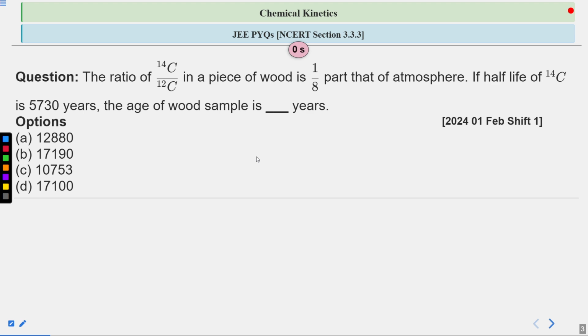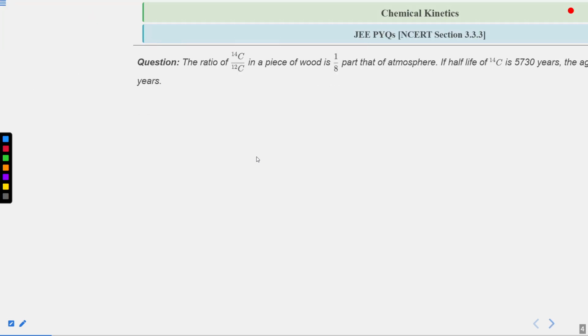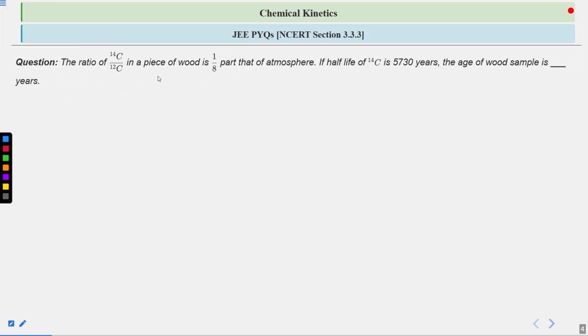Okay, let's see. For this given question, the answer is 17,190. So this is the answer for this question. That means this is the age of the wood sample in years.